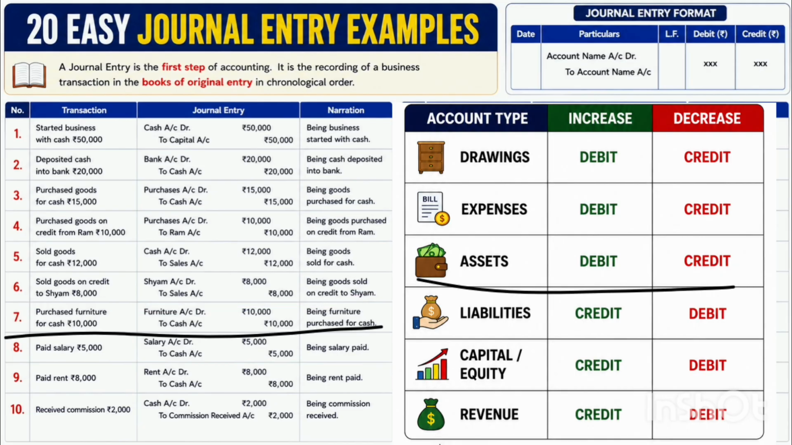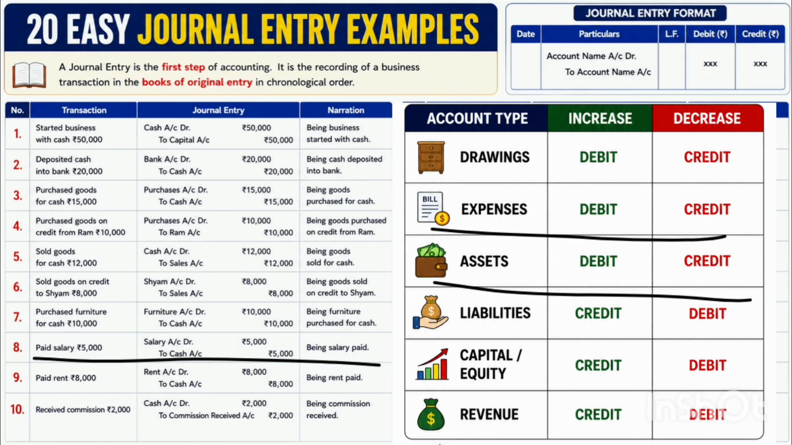Seventh one, purchased furniture for cash. We have purchased the furniture with cash. So here furniture and cash, they are both accounts. Okay, two accounts. So furniture and cash both are assets, but furniture is coming into our business, so our assets are getting increased, and we are paying cash, so our cash is getting decreased. So cash will be credit and furniture will be debit. Why? Because our furniture is coming into our business, asset is increasing, so we will debit it, and cash is decreasing, so we will credit it. So what will be the journal entry? Furniture account debit to cash account.